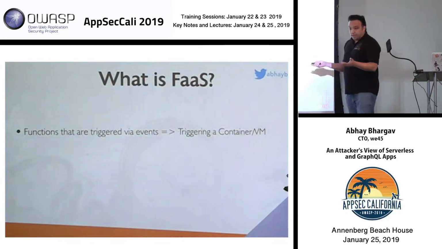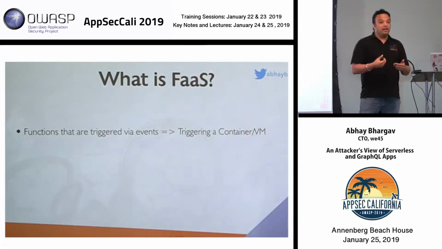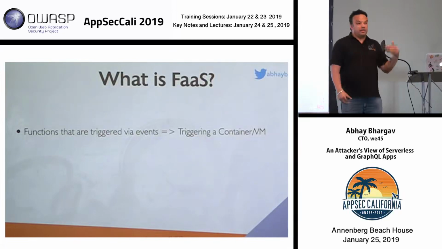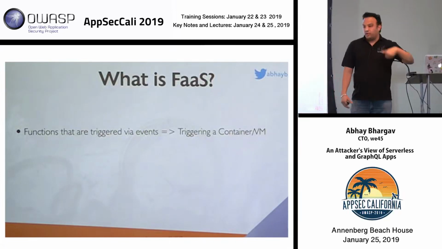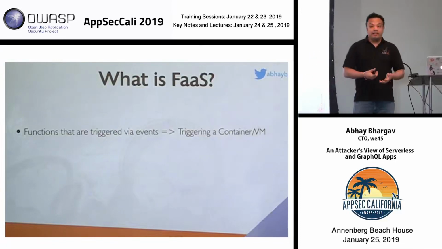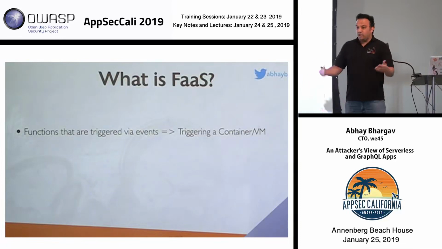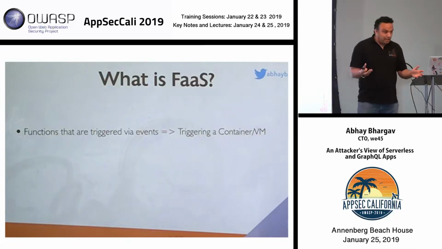So functions are triggered via events. Now, any function can be triggered via events. Now, when a user sends an HTTP GET or a POST or a PUT call, that is an event. Functions can also be triggered via third-party events. Now, let us say you upload a file onto S3, and a function is triggered as soon as the upload happens, or an object is created in S3. That is an event, right?